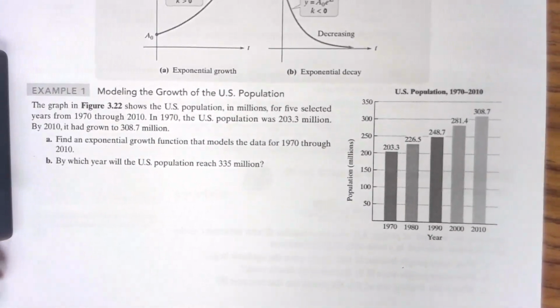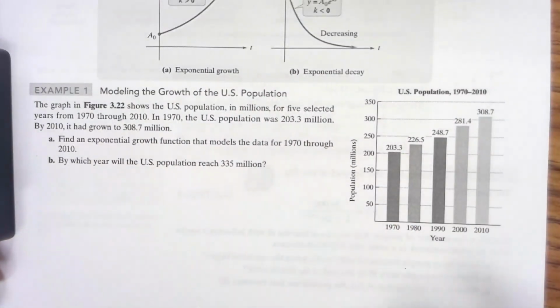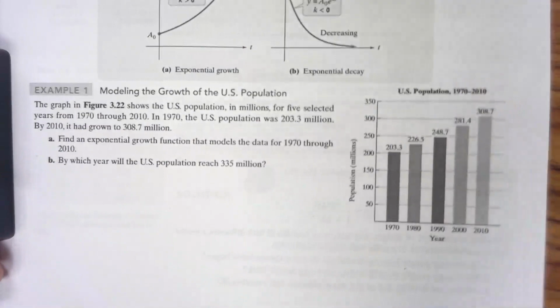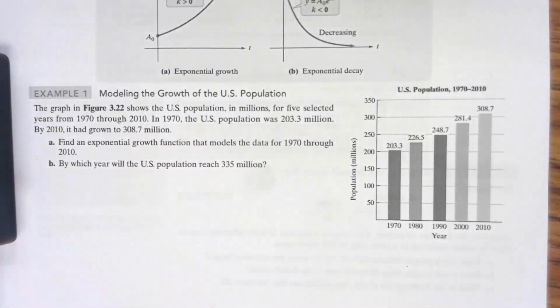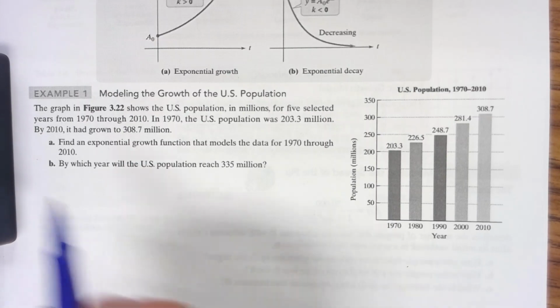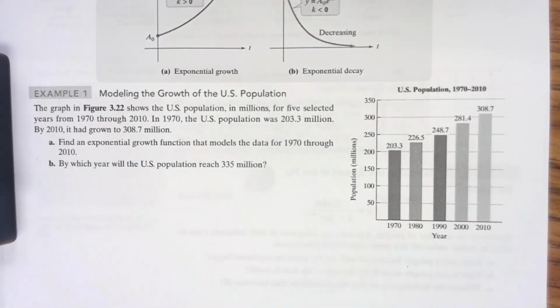So this says the graph in figure 3.22, so that's what we see over here, shows the U.S. population in millions of people for 5 selected years from 1970 through 2010. In 1970, the U.S. population was 203.3 million. By 2010, it had grown to 308.7 million. Find an exponential growth function that models the data for 1970 through 2010. So we want to think about what things do we know as of now, what things do we need to find? Because this doesn't give us a whole lot of information.